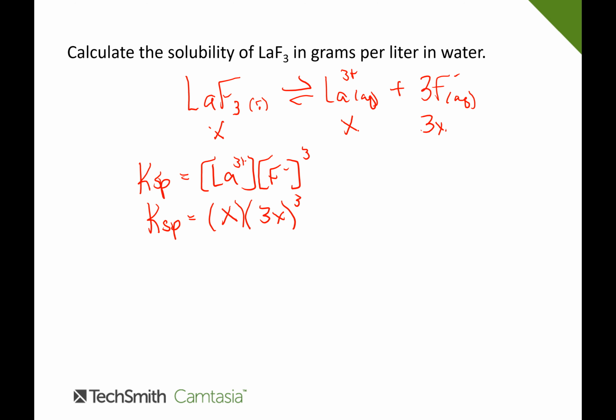And I can look up my Ksp for LaF3, and it's 2 times 10 to the minus 19th, and 3 cubed is 27. Then I'd have x cubed times another x would be x to the 4th. So I'm going to take 2 to the negative 19th divided by 27, and then to the 1 divided by 4 power. And I got 9.3 times 10 to the minus 6th.